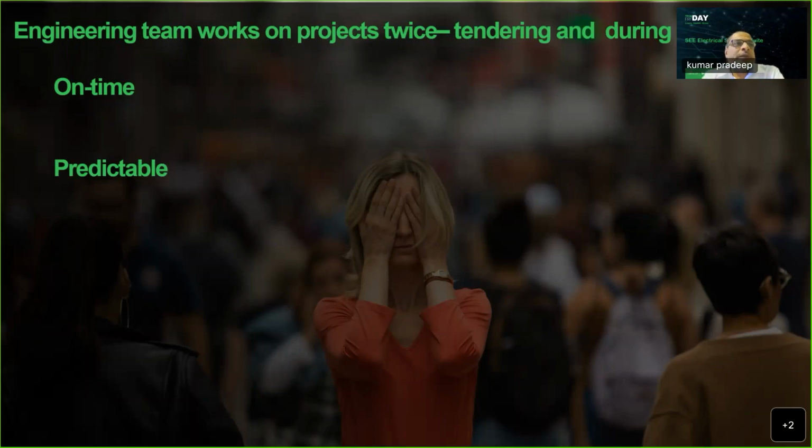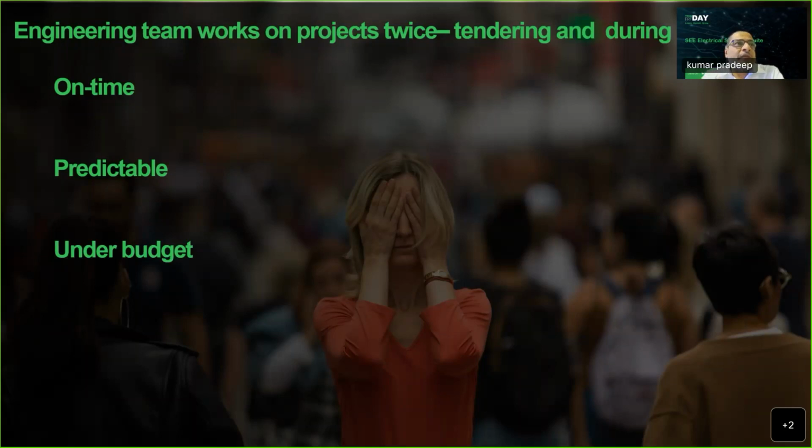One customer may want a commercial, techno-commercial offer. Another customer may want including GA drawings. A third customer may want including some detailing also. So the sales always expects the engineering team to come back and deliver exactly what the customer needs in a predictable way. The third thing is, of course, you have to be under budget.